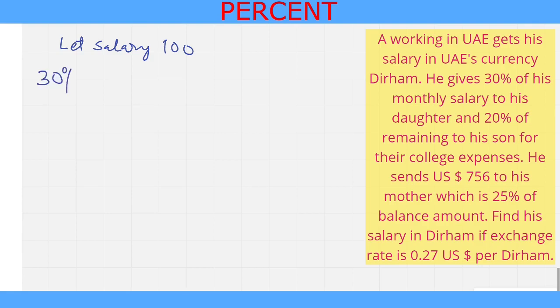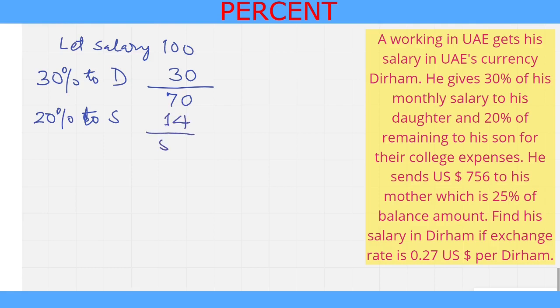Then 30% he gives to his daughter. I am putting D for daughter. That is 30% of 100 is 30. And now balance is 70. He gives 20% of this balance to his son. So we calculate 20% of 70 to his son. I am putting S for son. 20% of 70 is 1/5 of 70 and 1/5 of 70 is 14. Now the balance is 56.